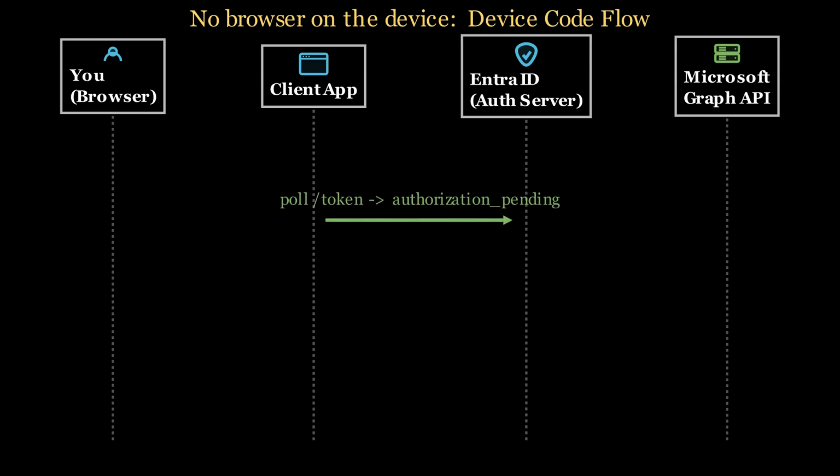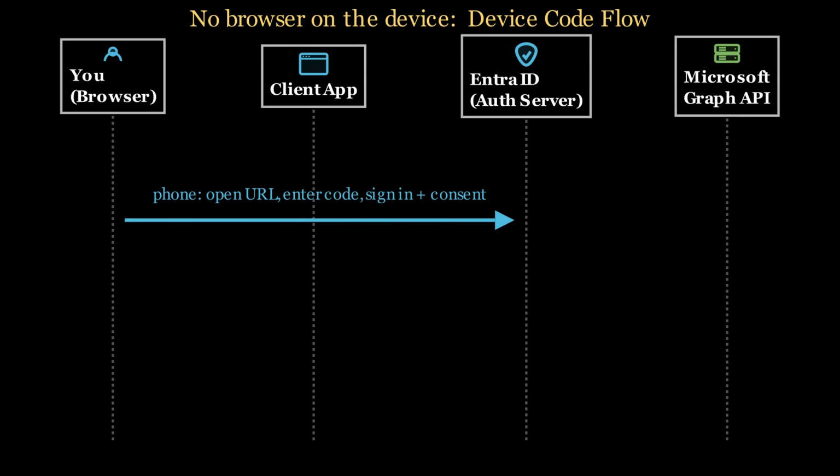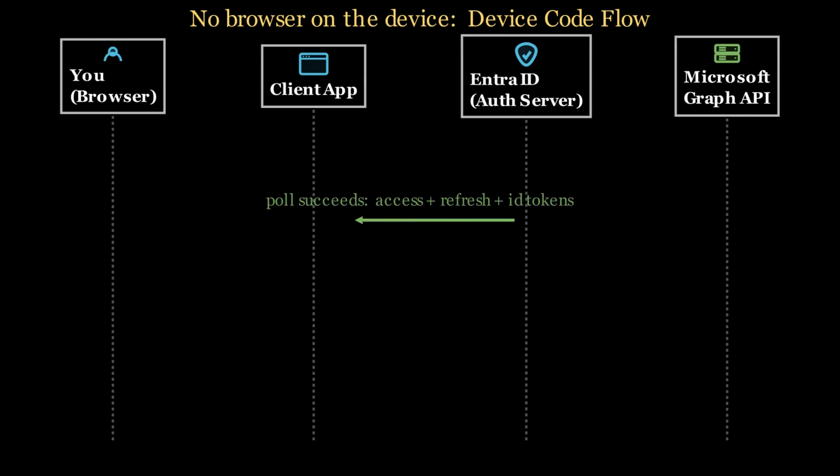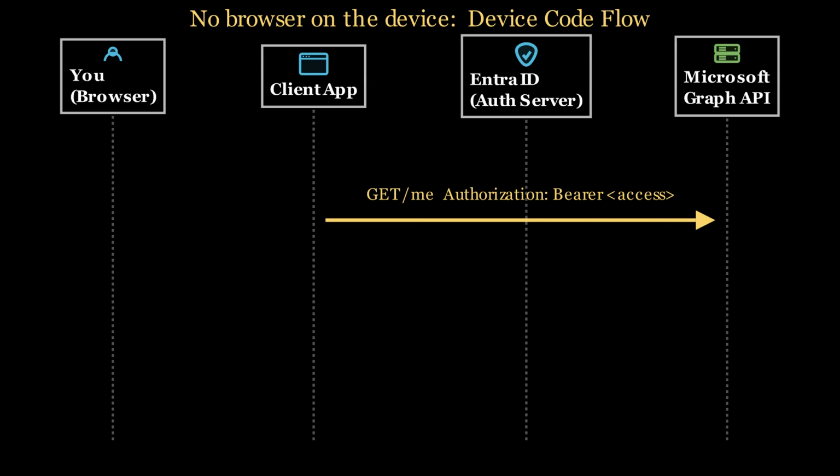In the background, the device starts polling the token endpoint every few seconds, and for now, Entra keeps answering: still pending. Meanwhile, you on your phone open that URL, type the short code, and sign in normally. Password, MFA, consent, all on the device that actually has a browser. The very next poll now succeeds, and Entra hands the device its tokens. The device calls Graph with the access token, exactly like every other flow. The hard part, the interactive login, simply happens somewhere else.